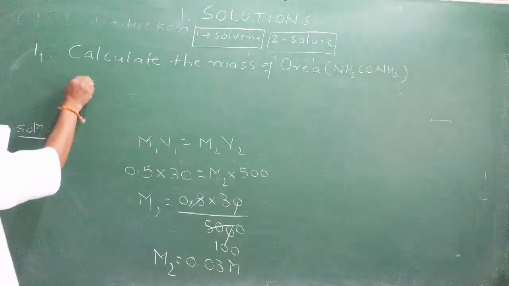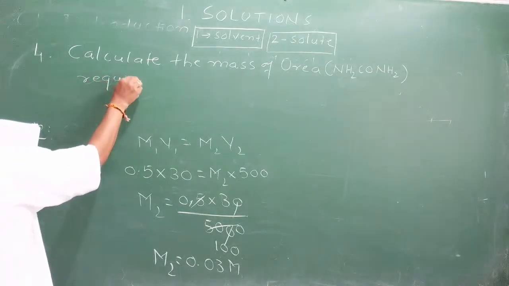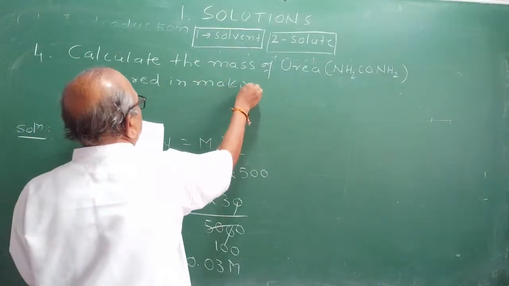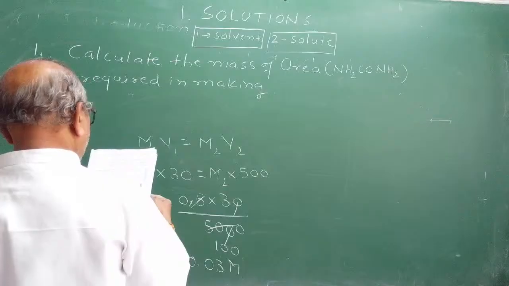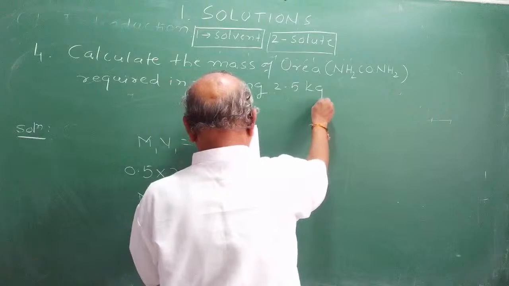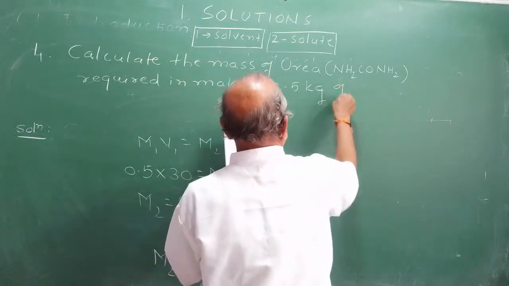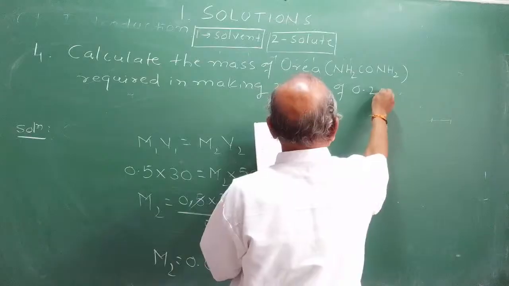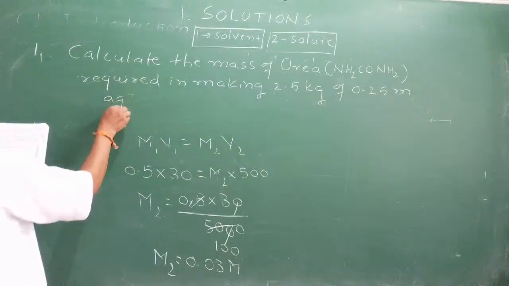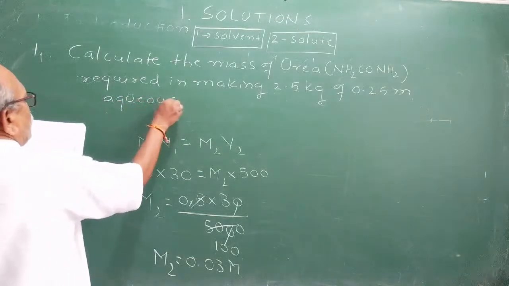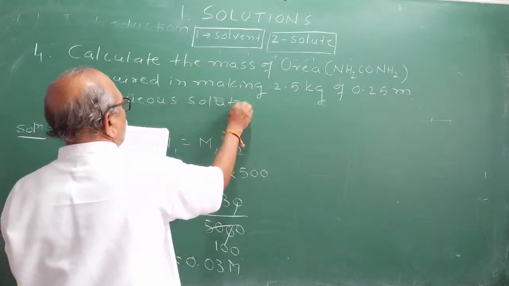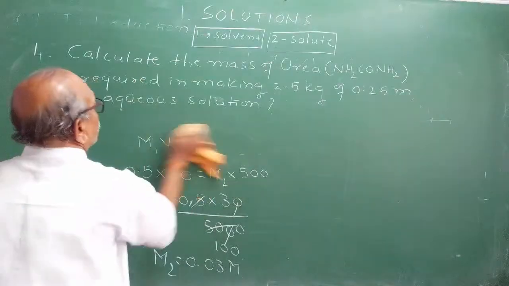Calculate the mass of urea required in making 2.5 kg of 0.25 molal aqueous solution. Aqueous solution means solution in water. Problem is easy. You can collect the data now.